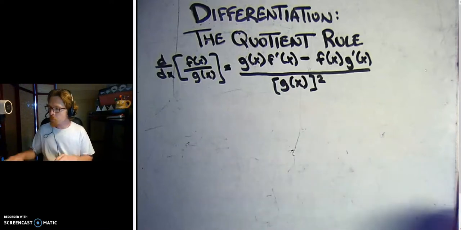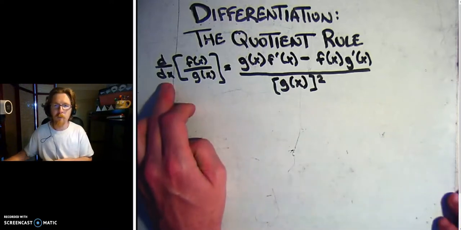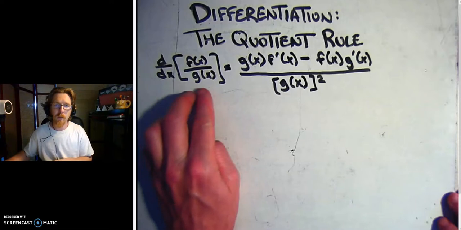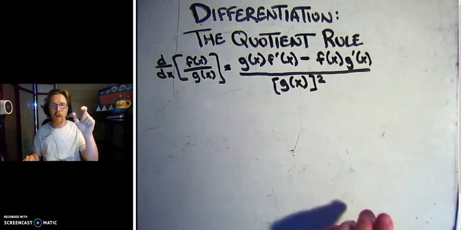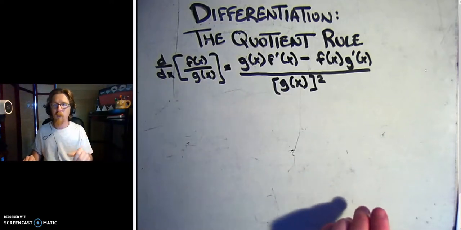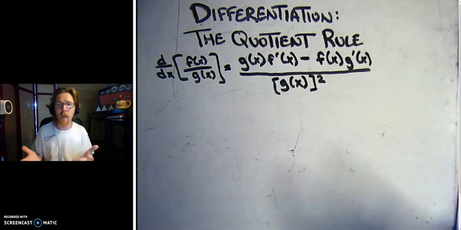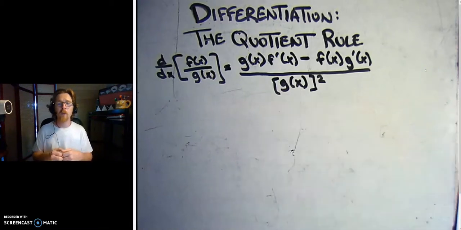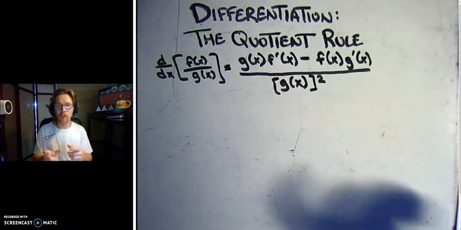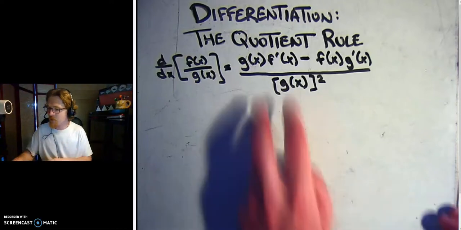Now the quotient rule means when you take the derivative of a function that is comprised of two functions that are being divided by each other. So maybe the derivative of like a rational function or something. So the derivative of a quotient kind of breaks down into this form.